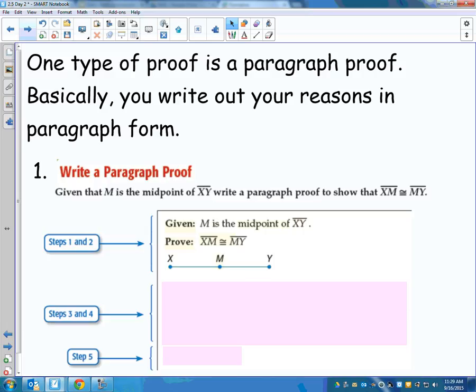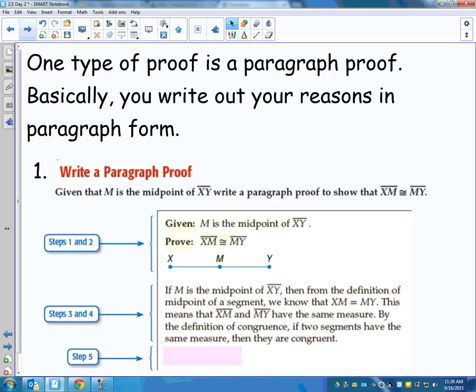All right, let's read what they say and see if I said it somewhat right. You don't have to write every word of this now, but let's just look at it for a minute and see if it says the same thing. If M is the midpoint of XY, then from the definition of midpoint, we know XM equals MY. Hey, I said that. Not all of it, but on your homework, yes, you would want to write pretty much this stuff.